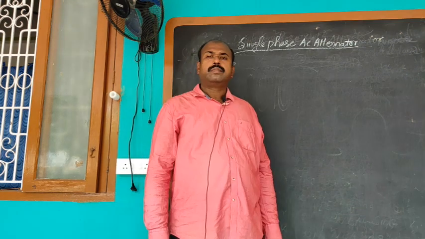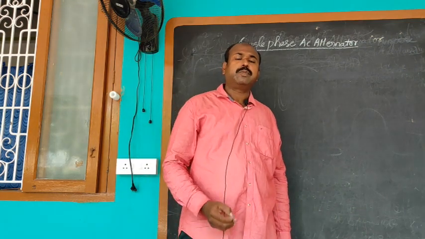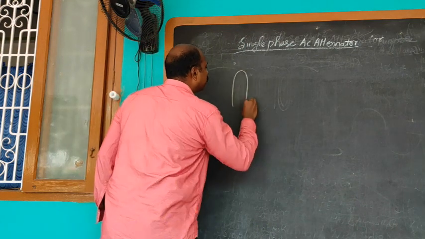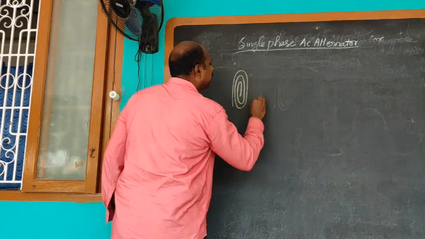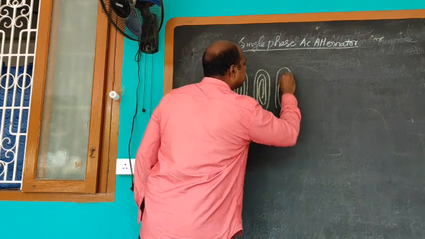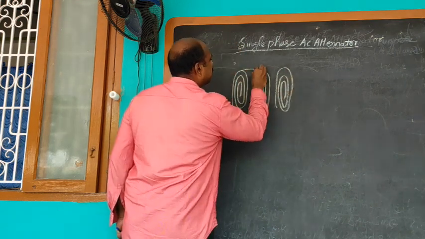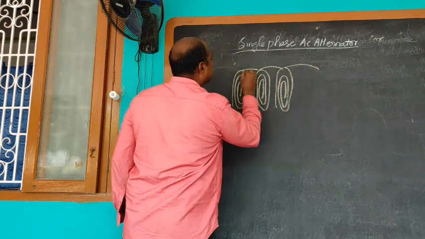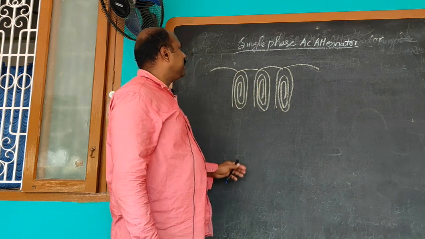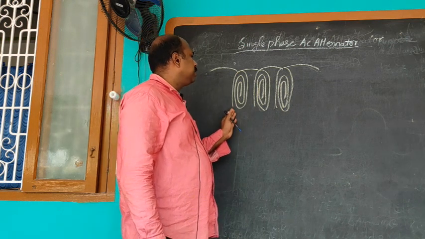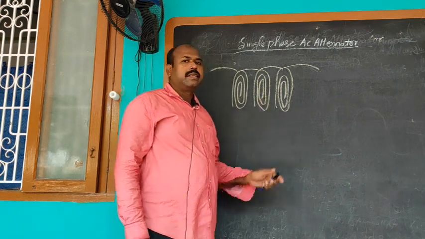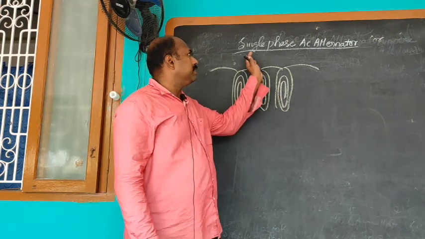In the single phase AC alternator, the armature coil is mounted inside the stator. All the armature coils mounted inside the stator are connected in series so as to form a single circuit. Thereby the single phase AC alternating voltage is generated in the coil or the conductor. That is why it is called a single phase AC alternator.